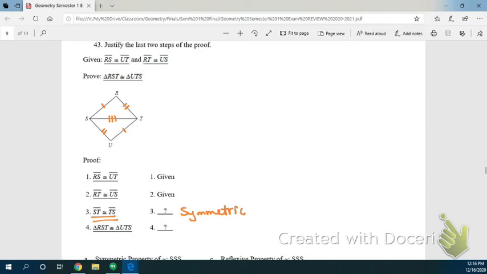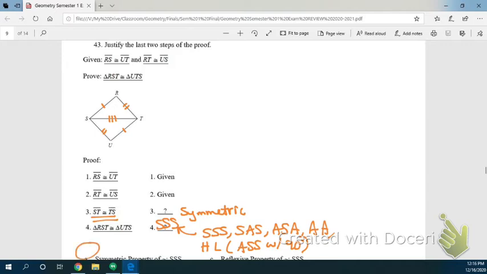Once you have that, the reason that we know those triangles are congruent, your options for this are side, side, side, side, angle, side, angle, side, angle, angle, side, and then the all-time favorite, HL, which is ASS with 90 degrees. In this particular case, we have side, side, side. So the correct answer would be A, symmetric property and side, side, side.